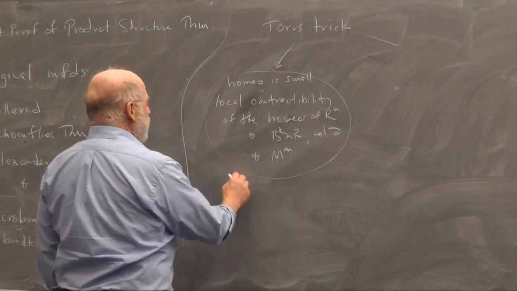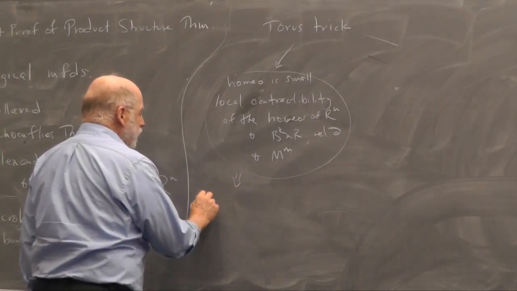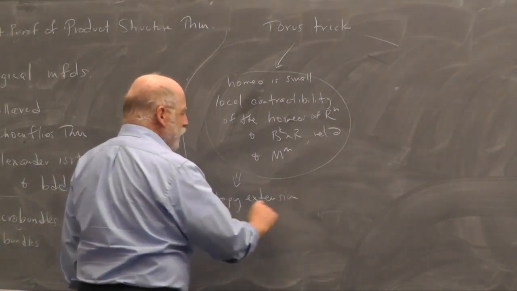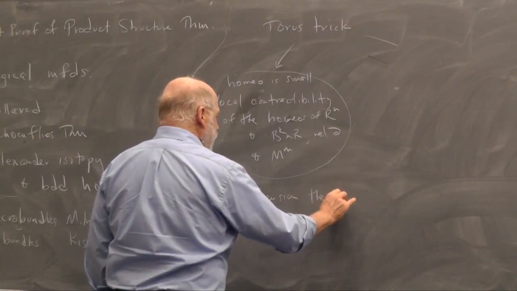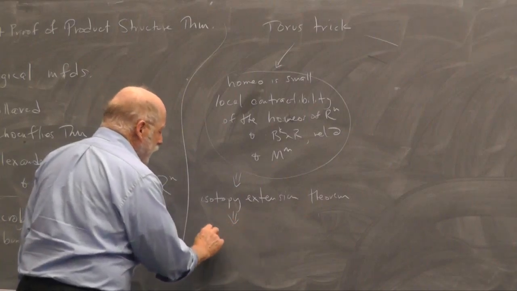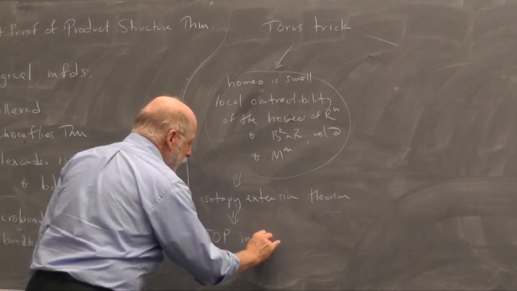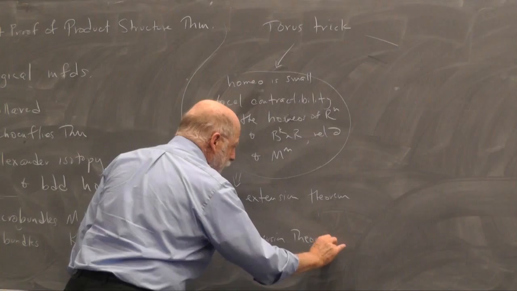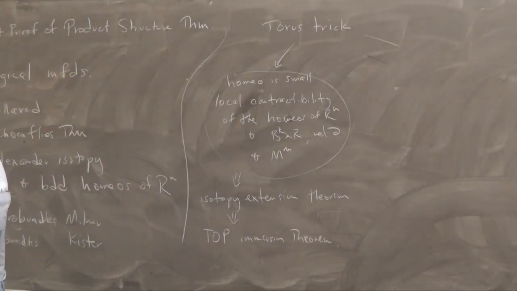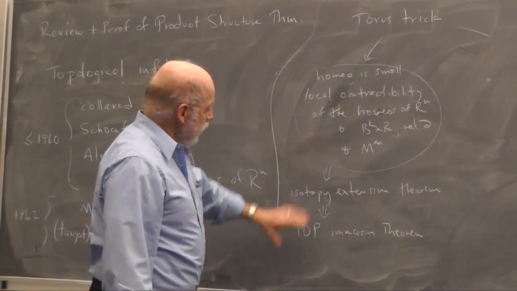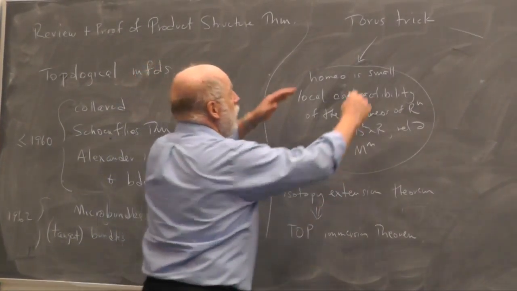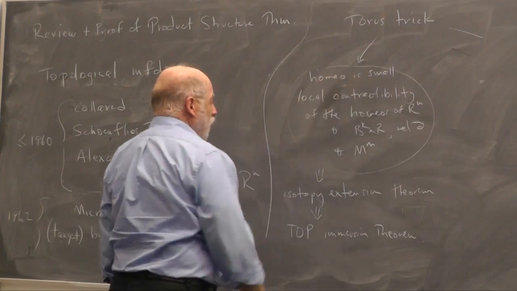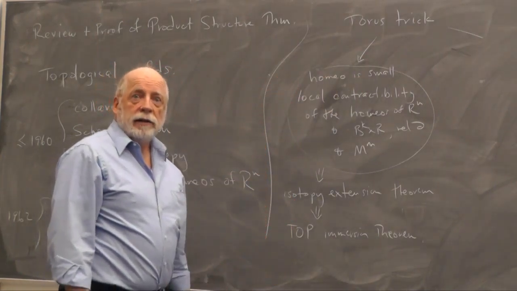Yes. So then this implied the isotopic extension theorem. We're all in the topological category here. And then that gave us topological immersion theory, analogous to the smooth case, sort of what Smale and Hirsch did. And this is the topological case. So beginning with the torus trick and working with the small homeomorphism, all of this came out of that as a sequence of results.